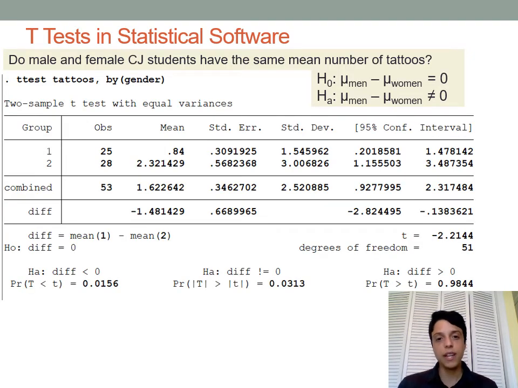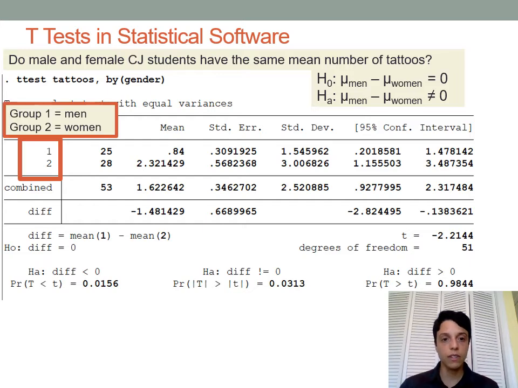So the output from Stata looks like this, where it says t-test tattoos by gender. That's the Stata command that gives you a t-test for the variable tattoos, splitting it up by these two different groups for male and female students in the class. The way that it's coded in the program, Group 1 is men, Group 2 is women.